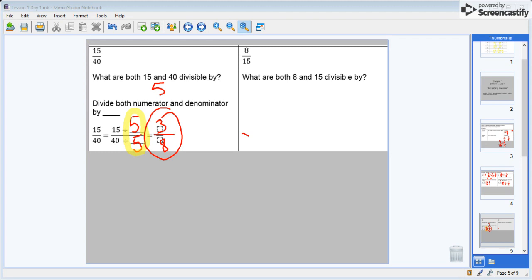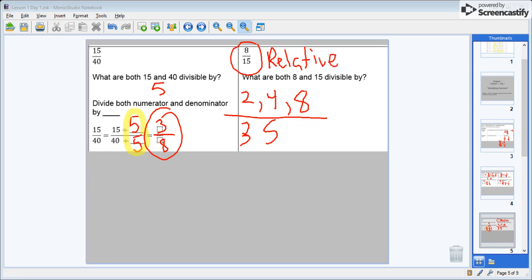What about 8/15? 8 and 15. Well, if I think about what numbers can I divide 8 by, 8 can be divided by 2. It can be divided by 4. Or it can be divided by 8. And then I look at the number 15. 15 could be divided by 3 or 5. There is not a common number in both lists, so that tells me that I can't divide both of those numbers by the same thing. So that tells me that this is already in lowest terms, which means that I know it is already relatively prime, which means I can't do anything to it.